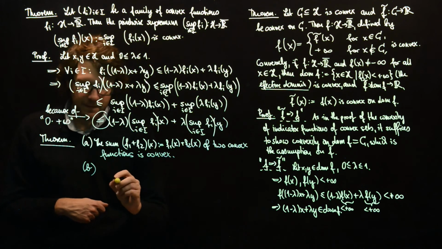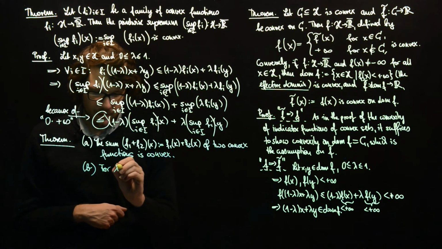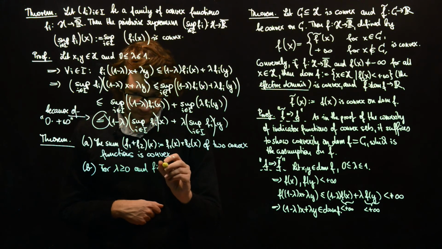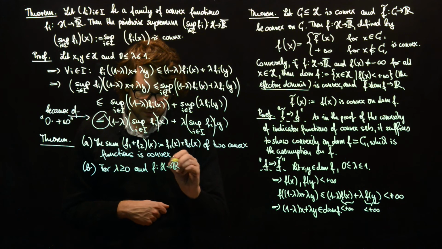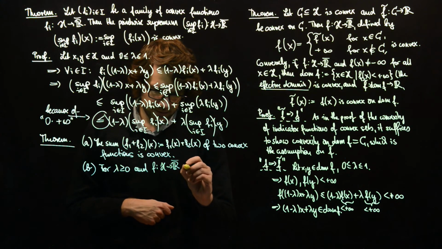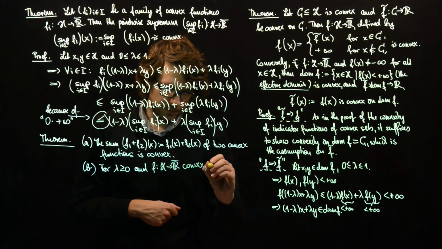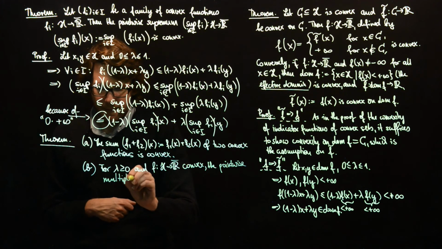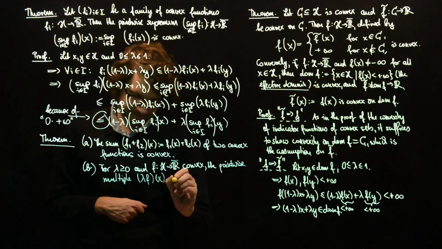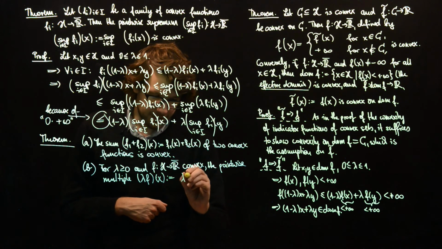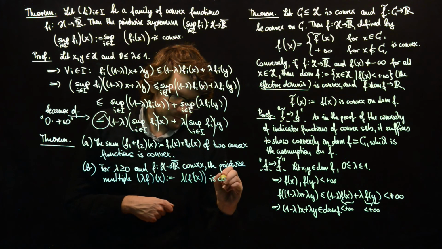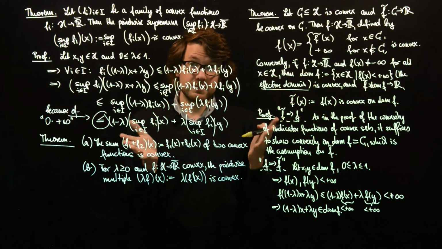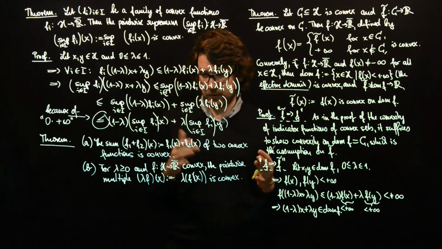B: for lambda greater or equal than 0, just a real number, and f defined on H to R bar convex, the pointwise multiple lambda f, which if you evaluate this at x gives lambda f of x, is convex. Notice that it is very important that lambda is non-negative, because, for example, the absolute value function is convex, but minus the absolute value function is not convex.